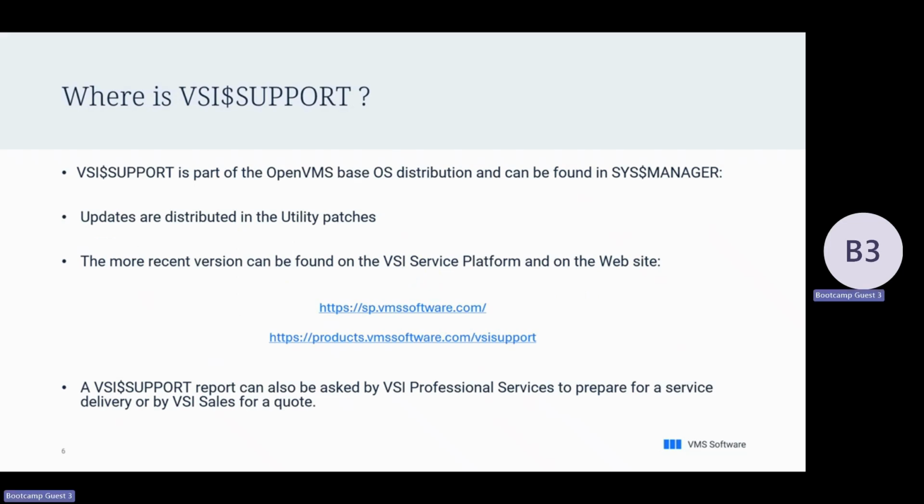So where can you find it? On x86, it is part of the VMS distribution. It is in SYS$MANAGER, VSI$SUPPORT.COM. On Alpha and Itanium, it was not in the base version, but it is distributed in the utility patches. But as new commands are frequently added, it is recommended to download the latest version, rename it to VSI$SUPPORT.COM and put it in SYS$MANAGER.